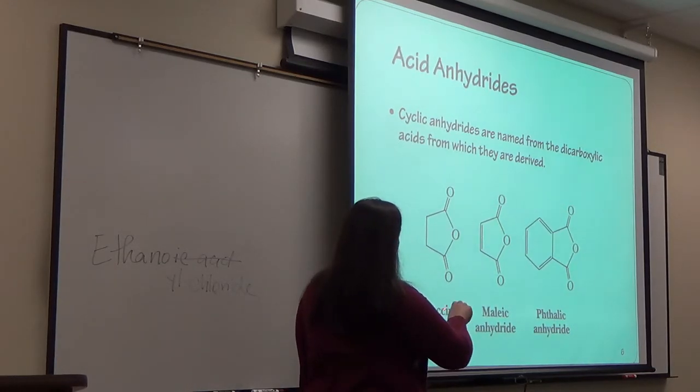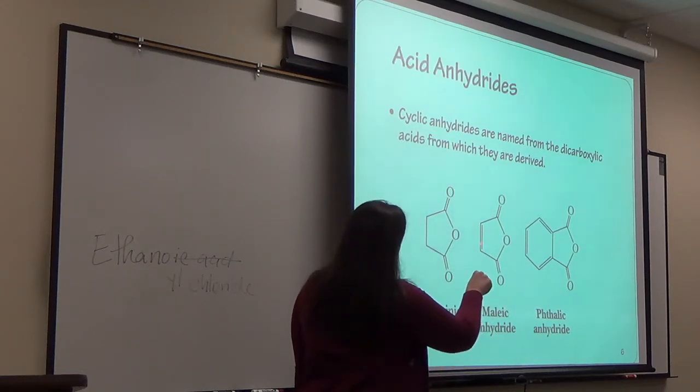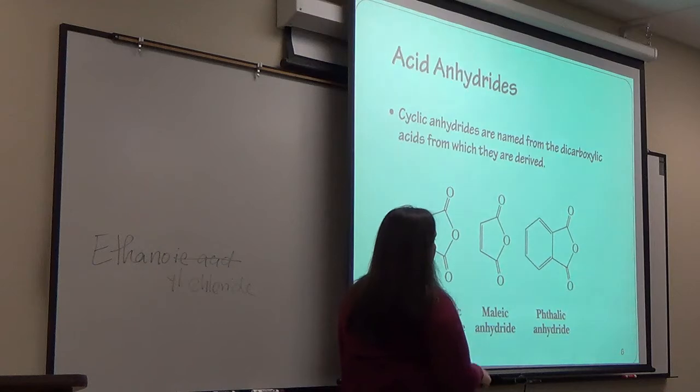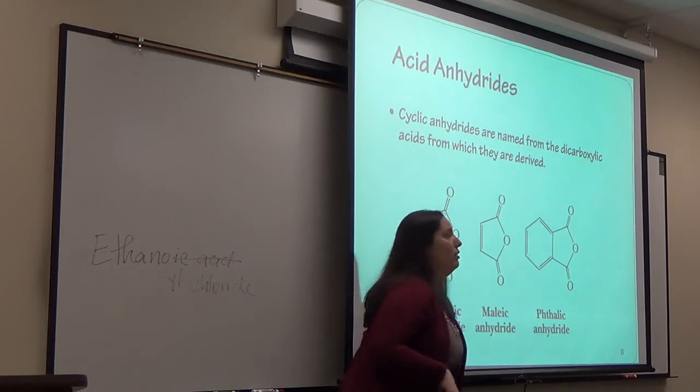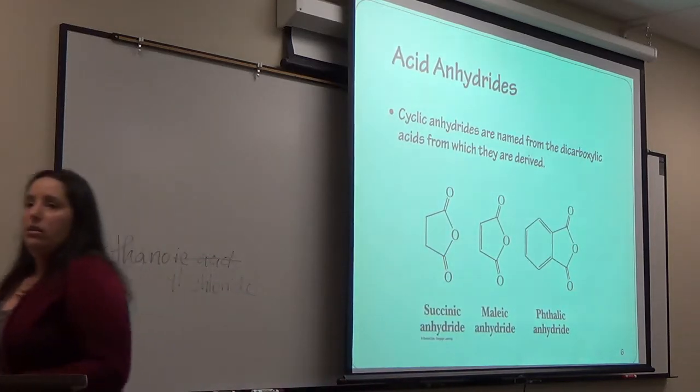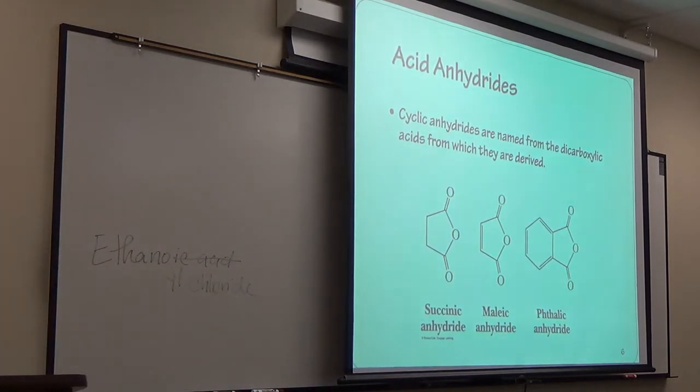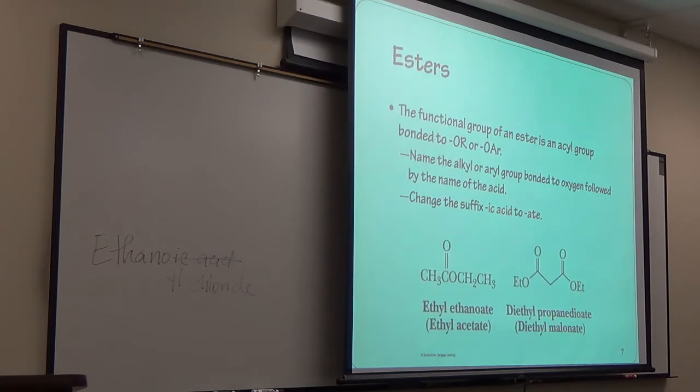So this is succinic because there are 4 carbons. Okay, maleic, there's 4 carbons with a double bond. And then phthalic, you have the double ring. So you have a benzene and the cyclic anhydride together. So these, unfortunately, you just have to memorize these 3 names. But these are the only 3 that you will see as examples, right?